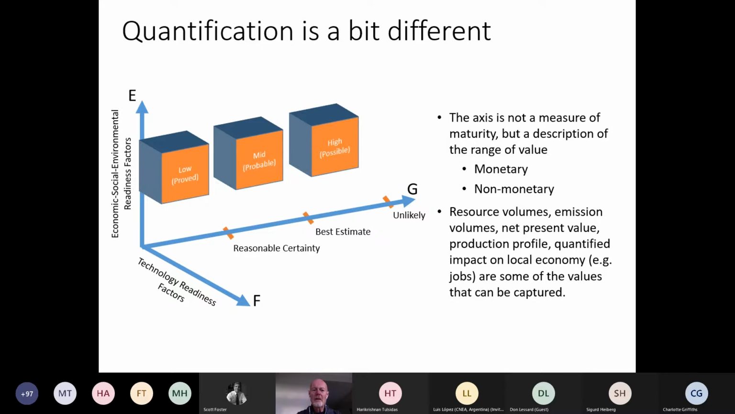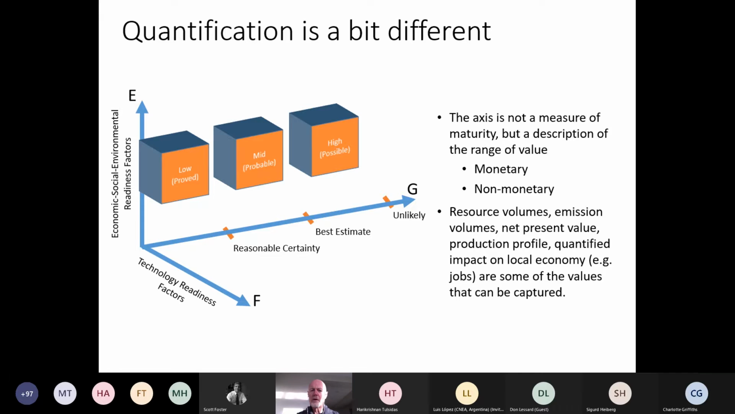Next slide. So we've looked at that EF plane there. We'll now have a quick look at the quantification plane, which sits out the other dimension there. And we call this the G axis for no other reason other than it's E, F and G going forward. This is a bit different than the other two axes. While E and F describe clearly the maturity of a project on those two axes, this axis is really a place where we can describe the range of value associated. And this is going to be both monetary and non-monetary. So it's both fiscal and non-fiscal.